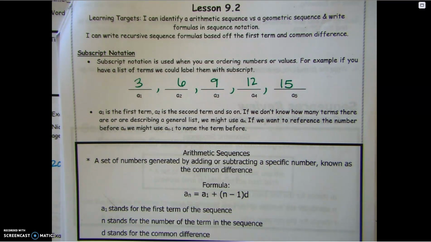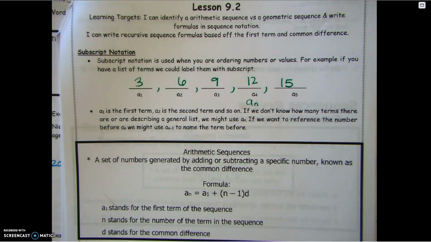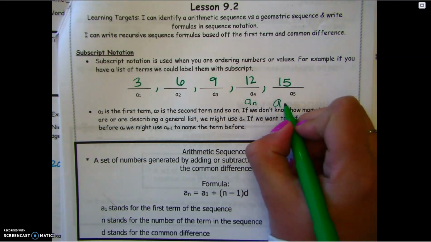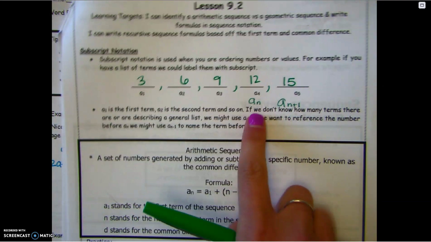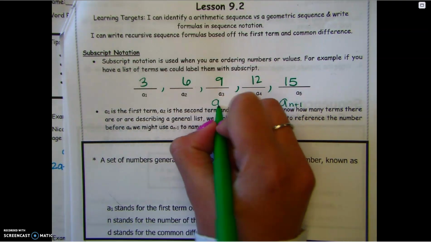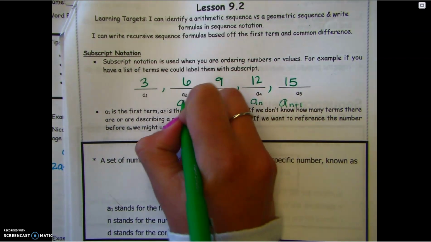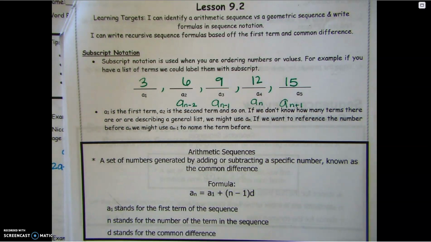So say I had a long sequence I didn't know, and I wanted to talk about one of the terms. So I could say a term in general, maybe I call this a sub n, then I could call this one a sub n plus 1. So that means I'd have to add a 1 to get the next term in the sequence, right? And then this one could be called a sub n minus 1 because I want the term before, or a sub n minus 2. So that's another way that we can order them and look at them. You're going to see a lot of subscript in this, and really the notation is probably the hardest part.